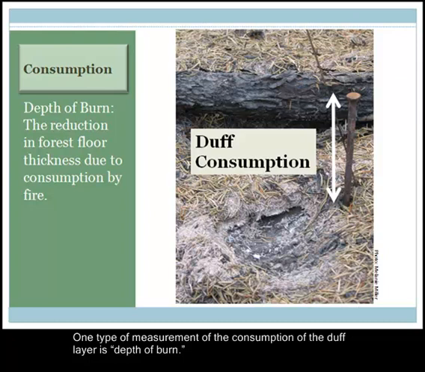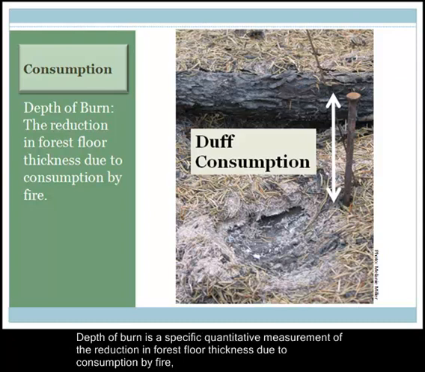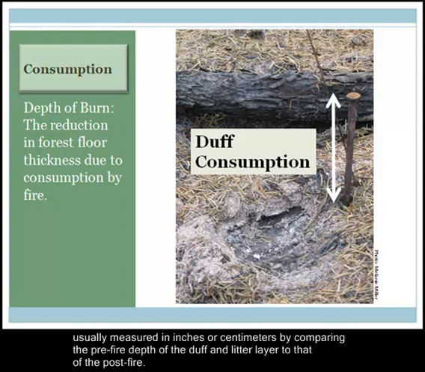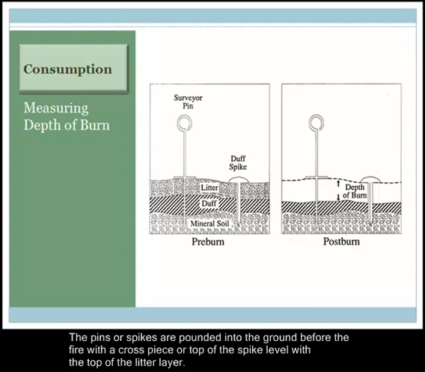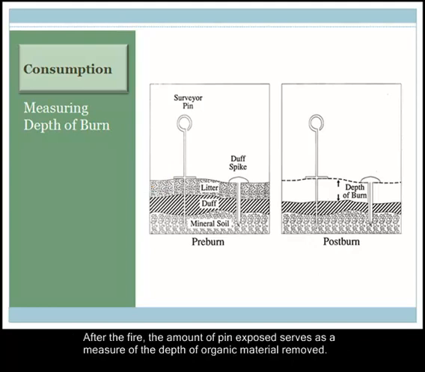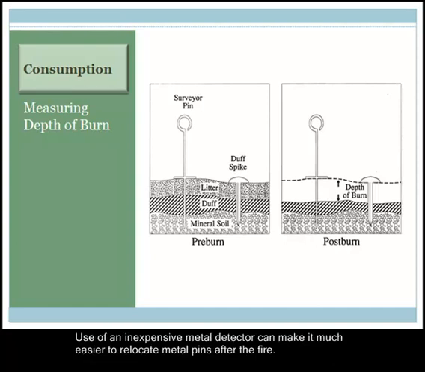One type of measurement of the consumption of the duff layer is depth of burn. Depth of burn is a specific quantitative measurement of the reduction in forest floor thickness due to consumption by fire, usually measured in inches or centimeters by comparing the pre-fire depth of the duff and litter layer to that of the post-fire. Surveyor pins or bridge spikes can be used as an easy and practical way to monitor consumption of duff, litter, and organic soils. The pins or spikes are pounded into the ground before the fire with the crosspiece or top of the spike level with the top of the litter layer. After the fire, the amount of pin exposed serves as a measure of the depth of organic material removed. Use of an inexpensive metal detector can make it much easier to relocate metal pins after the fire.